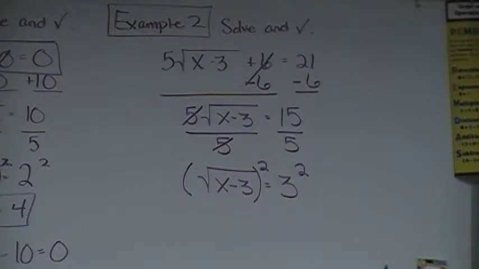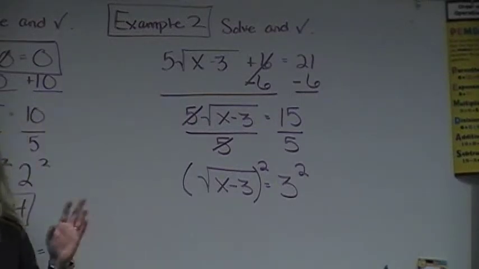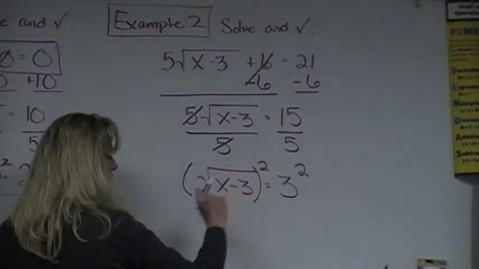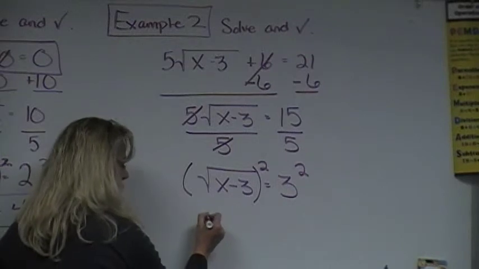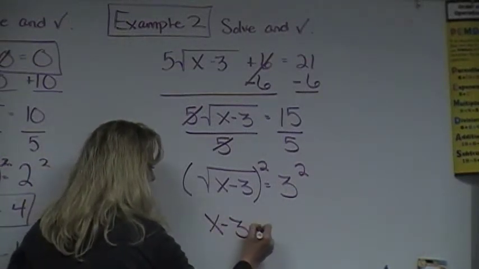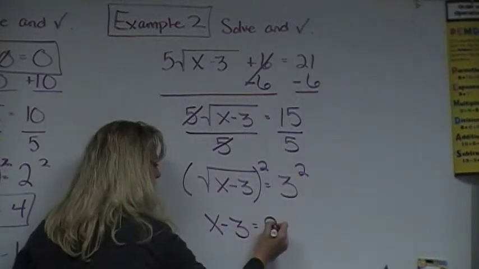When I square a radical, in this case the square root, what happens to it? It removes the radical, right? In this case, because I'm getting rid of a square root, I square it. If I was getting rid of a cube root, I would cube it. But here we're only dealing with square roots. So that removes the radical, and we're just left with x minus 3, good, equals, what's 3 squared? 9, good.